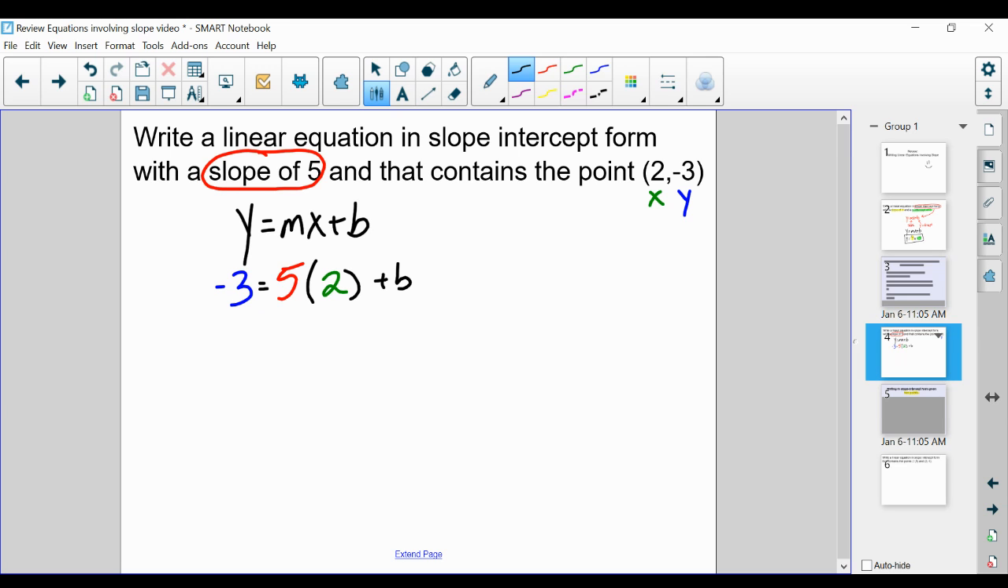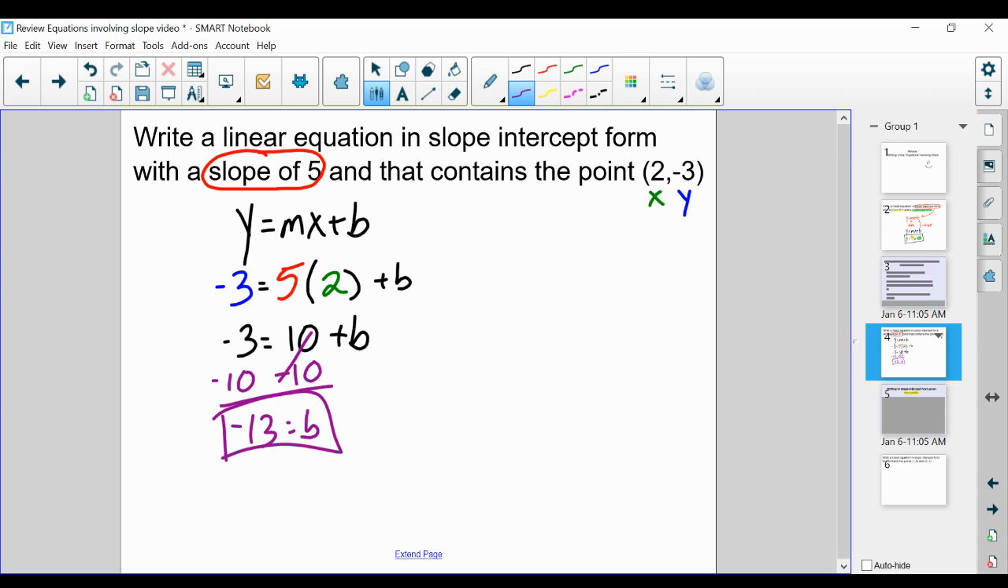Well, we can simplify 5 times 2. So we get 10 plus b. We want to isolate b, so we're going to subtract 10 on both sides. Therefore, we get that negative 13 is equal to b. And that's fantastic, right? But we're not done yet. We have to write in slope-intercept form.